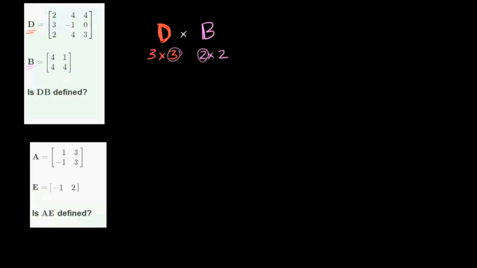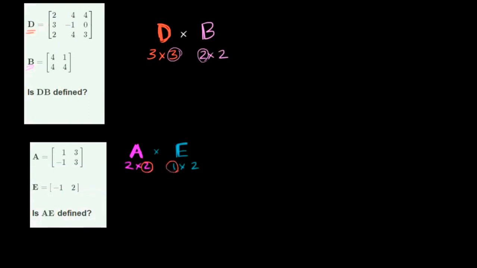So this top matrix right over here. Matrix A is a 2 by 2 matrix, and we're going to multiply it times matrix E, which has 1 row and 2 columns. In this scenario, the number of columns matrix A has is 2, and the number of rows matrix E has is 1. So this will not be defined. These two things have to be the same for them to be defined.